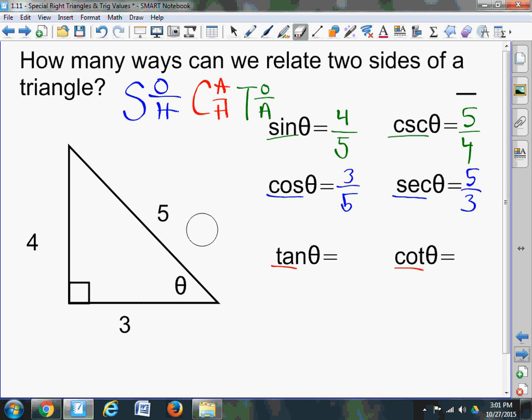Finally, tangent's opposite over adjacent. So again, since 5 is the hypotenuse side, the adjacent side is 3. So the tangent would be 4 over 3, and the cotangent would be 3 over 4. All right, so this is a basic review of the trig functions sine, cosine, and tangent, as well as an introduction to the reciprocals cosecant, secant, and cotangent.